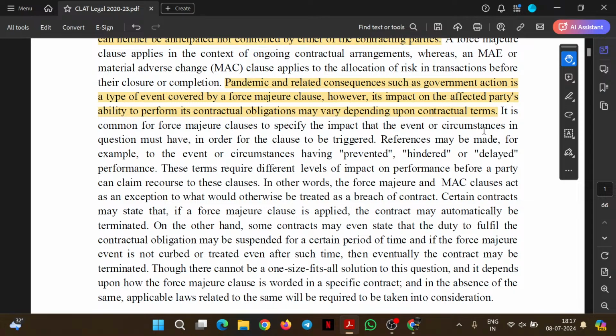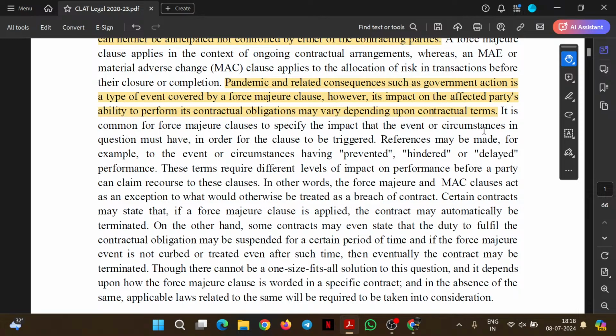Now, how it affects the parties and their ability to perform is to be specifically mentioned in the contractual terms. Now we know that contracts may vary. A contract between person A and B may vary from what person B has with C. Okay, so let's move ahead.